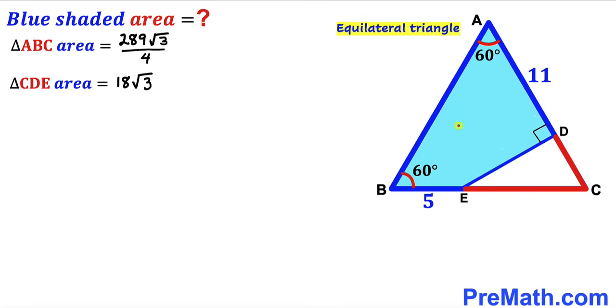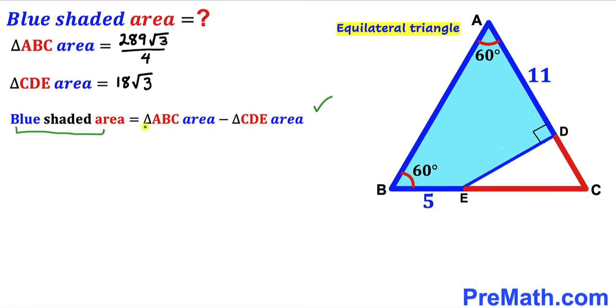And here's our final step. Now we are going to calculate the area of this blue shaded region. So therefore let's recall this equation once again. The blue shaded region area is equal to the triangle ABC area minus the triangle CDE area as well. And we already figured out the area of the triangle ABC and the triangle CDE area as well. Let's go ahead and fill in the blanks. So that is going to give us 289 times the square root of 3 divided by 4 minus 18 times square root of 3.